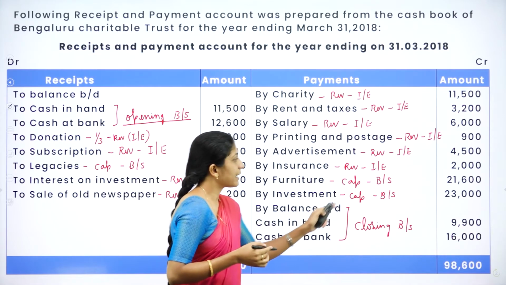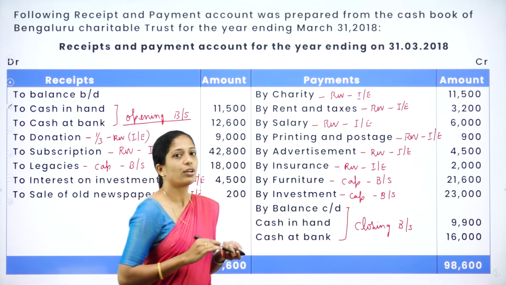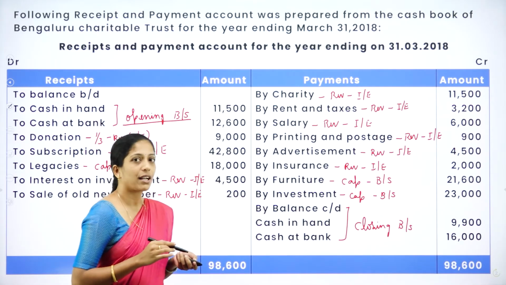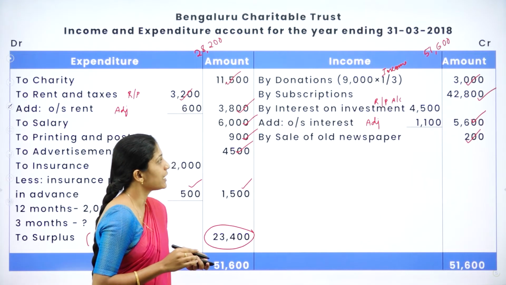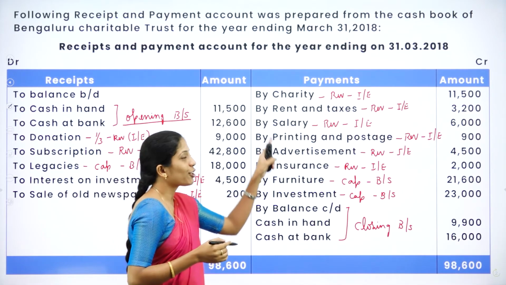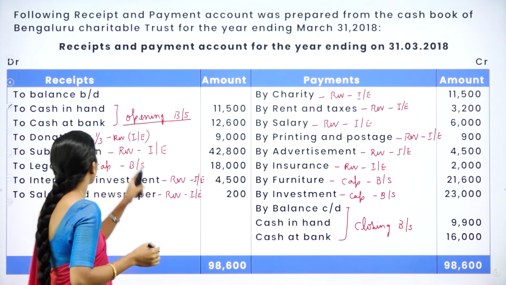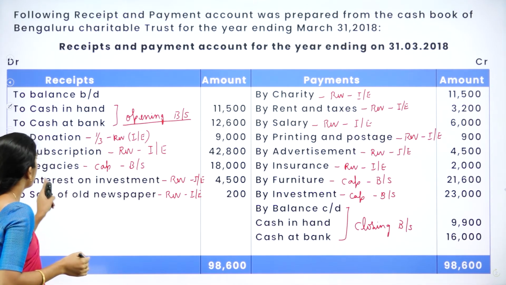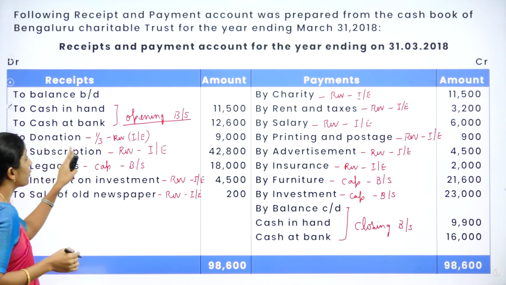The next capital item is investment. Investment is also a capital item, so it has to be recorded on the asset side of the balance sheet, that is 23,000. Now there is no more capital item on the payment side. We shall come to the receipt side. Yes, there is a capital item here, donation.